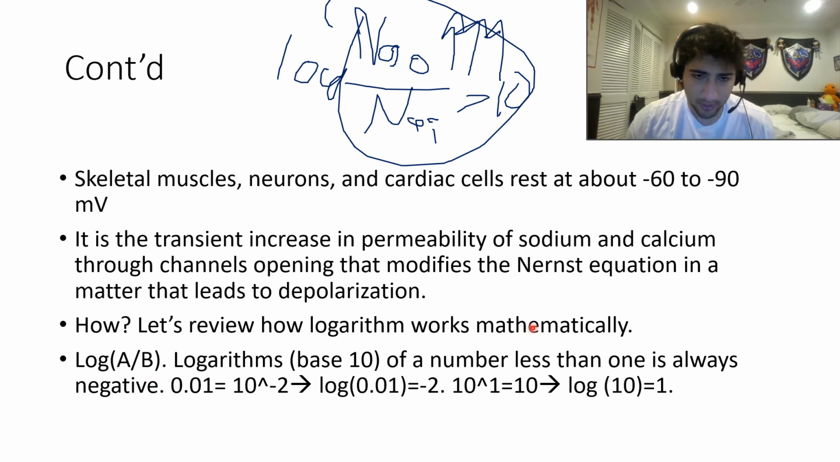All right, so let's review real quick how a logarithm works mathematically one more time. So you have log of a over b. Logarithm base 10 of a number less than 1 is always negative. 0.01 is the same as 10 to the negative 2, and the log of 0.01 is negative 2. 10 to the power 1 is 10, so the log of 10 is 1. So anytime what's inside the logarithm is less than 10, the result is going to be smaller than 1.